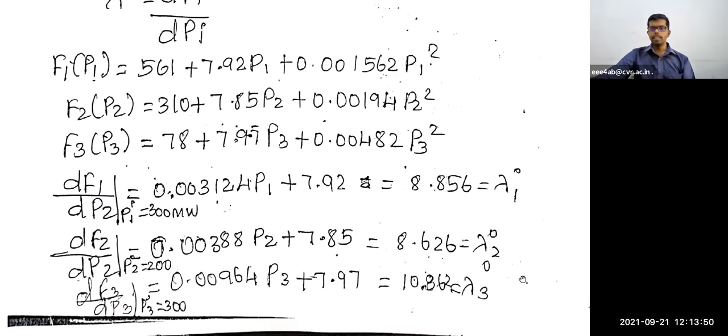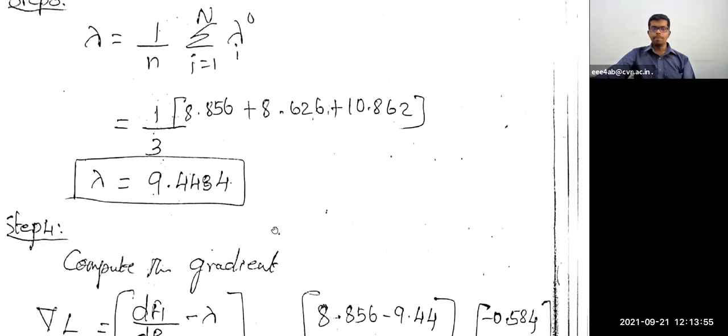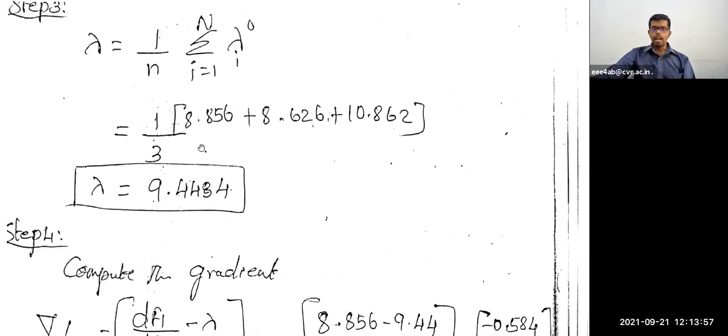Now what we need to do is take an average. Next step, what is the next step? We need to take the average of this incremental cost. That is lambda is equal to 1 divided by n, summation i is equal to 1 to n, lambda i naught. So whatever the values we got, lambda 1 naught, lambda 2 naught, lambda 3 naught, we need to substitute over here, divided by n. n is nothing but the number of generating units taken into account. In this problem it is 3. So we are taking this 3.